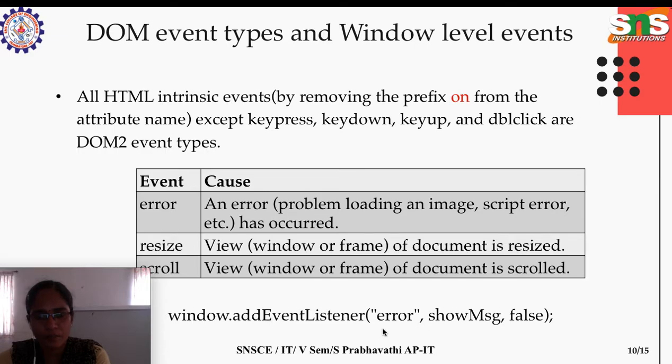So an example: window.addEventListener, error, comma. If it's an error message, handle this function. This function, the message will handle it. And the third argument I'll shortly explain the meaning of it.